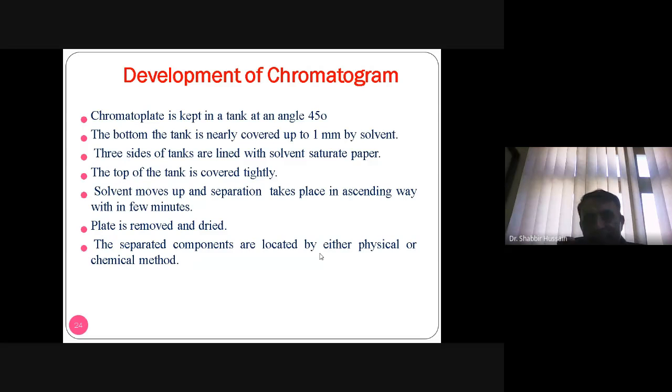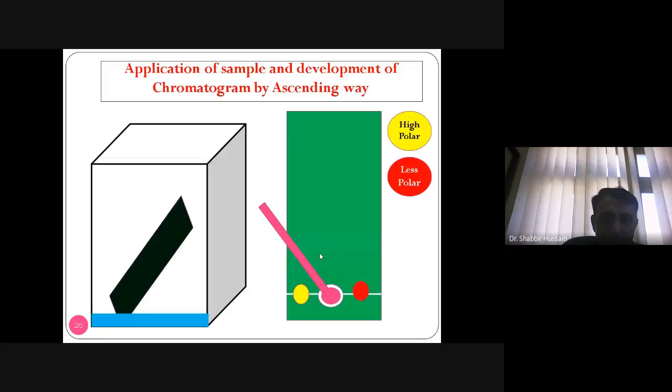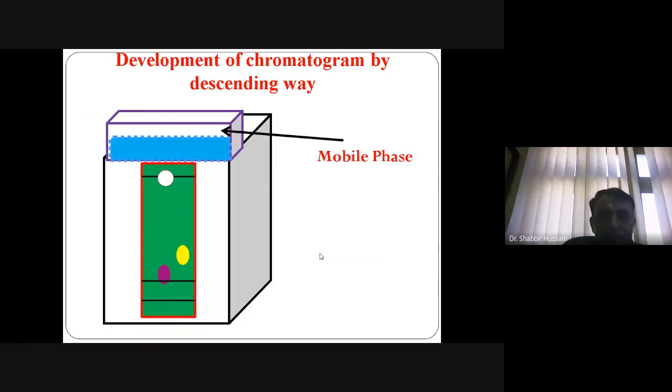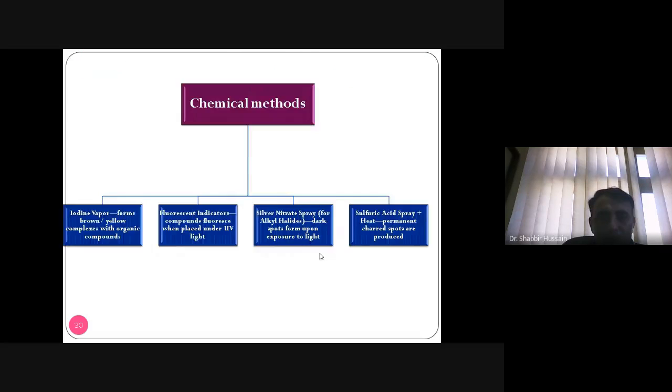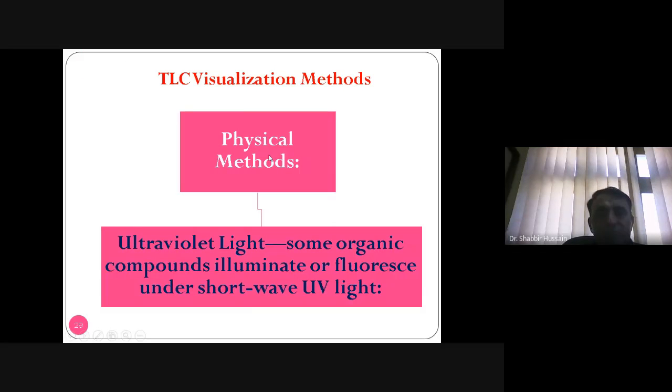इसको लोकेट करने के लिए कि कौन से कंपाउंड कहाँ कैसे सेपरेट हुए हैं, वो हमारे पास 2 मेथड हैं, फिजिकल मेथड एंड केमिकल मेथड। फिजिकल मेथड और केमिकल मेथड से आप इनको लोकेट कर सकते हैं। कौन कौन से हैं मेथड्स? फिजिकल मेथड में, इन फिजिकल मेथड वी आर मोस्ट फ्रिक्वेंटली यूजिंग अल्ट्रावायलेट लाइट, यूवी लाइट को हम इस्तेमाल करते हैं। TLC visualization method है, but there are 2 methods for TLC visualization, and physical methods में एक UV light है। UV light से इसका फेनोमेना क्या है?